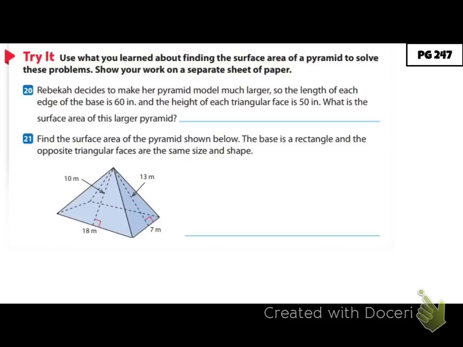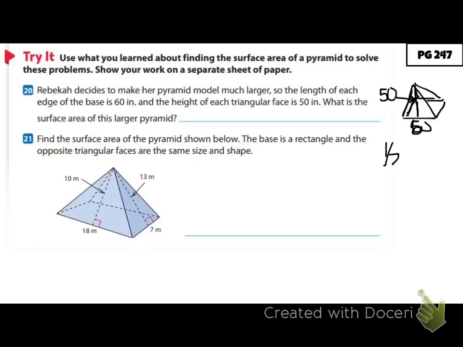So on number 20, it says Rebecca decides to make her pyramid model much larger. So the length of each edge of the base is 60, and the height of each triangular face is 50. Remember this is a square. Sorry, not super great at drawing triangular pyramids here. So if the base is 60, the height is 50. What is the surface area of the larger pyramid?